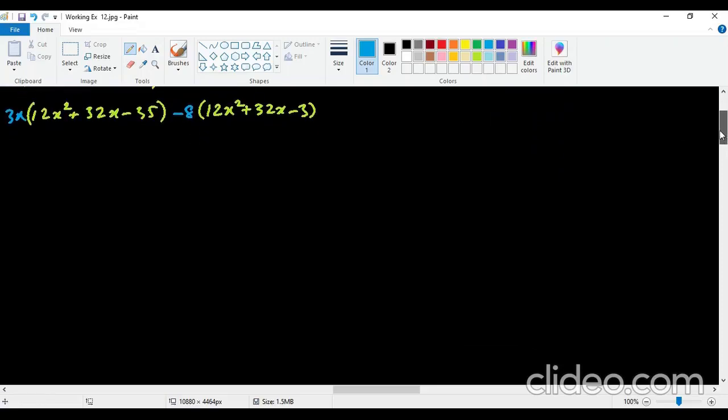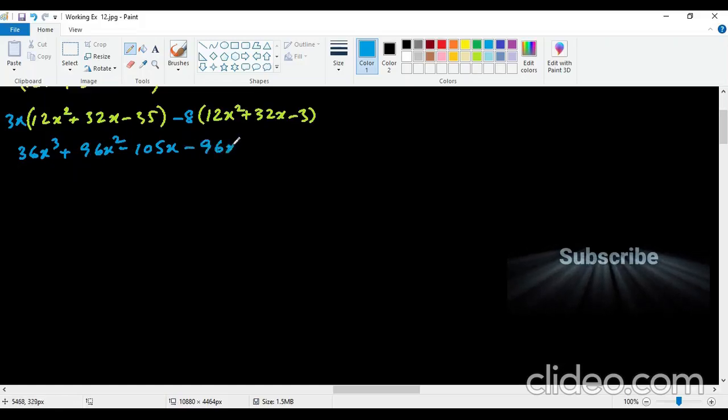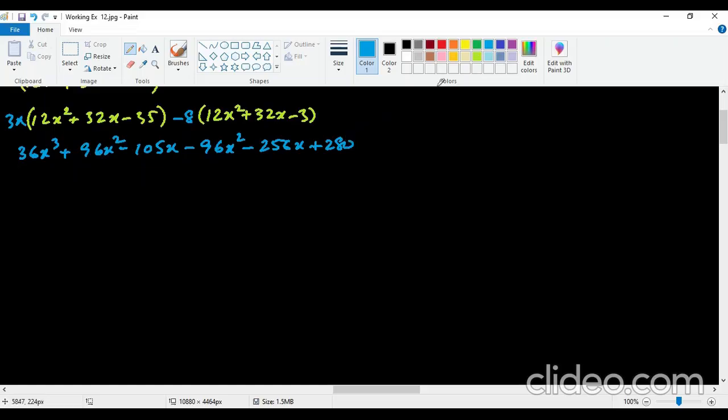Further simplifying, 3 times 12 is going to give me 36x square x cube, and plus 32 times 3 is going to give me 96x, minus 105x, and 12 times 8 is going to give me a minus 96x square, and minus plus is a minus. 8 times 32 is going to give me 256x plus 280. I should change the pen.